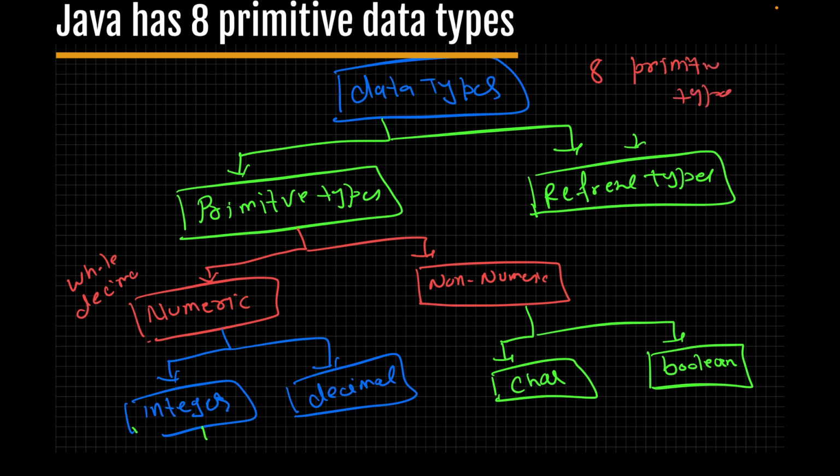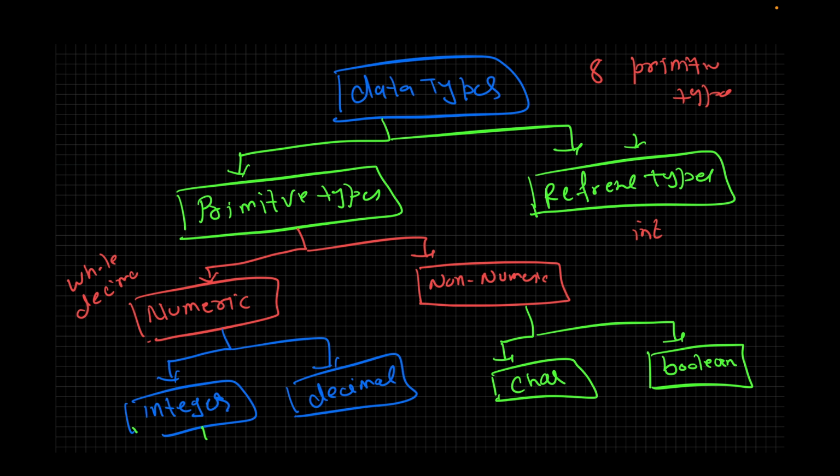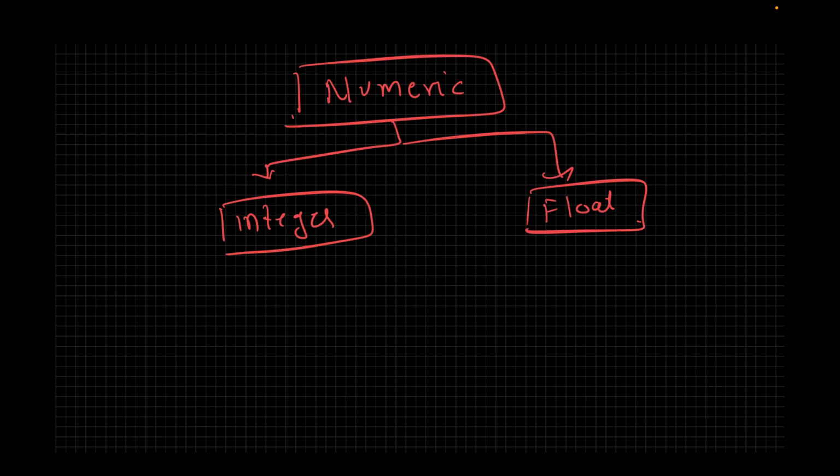And if you want to understand, one is int, then we have a long, we have a double, we have a float, we have a boolean, we have a char, then we have a byte and short. So these are the different variations of those ones. All right, so this was the hierarchy for our numeric ones, integers and float.